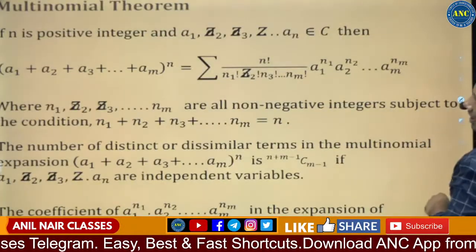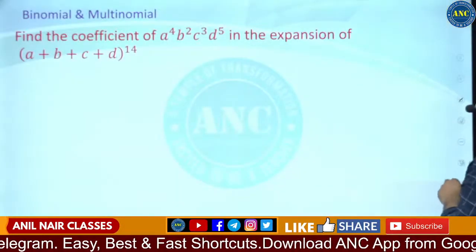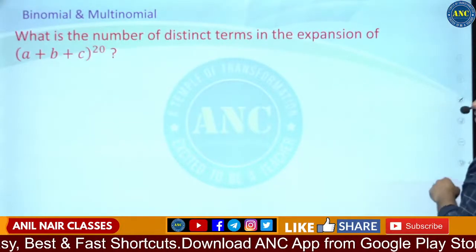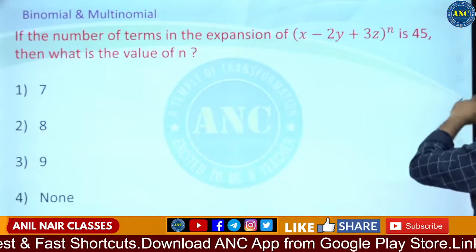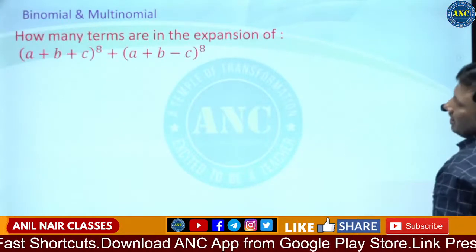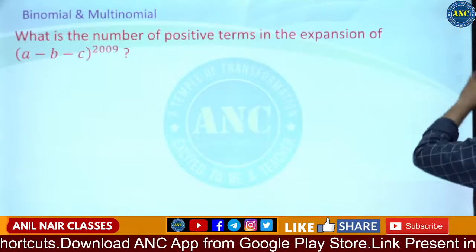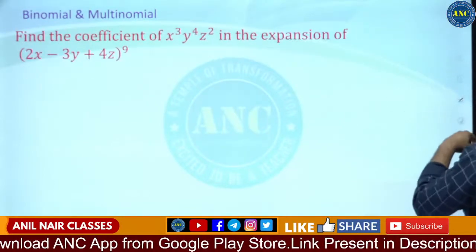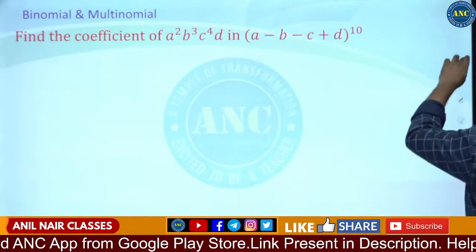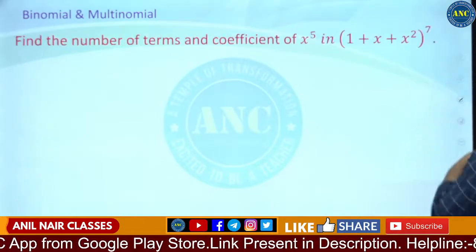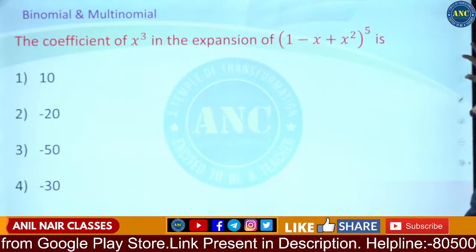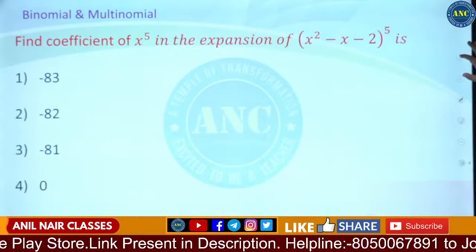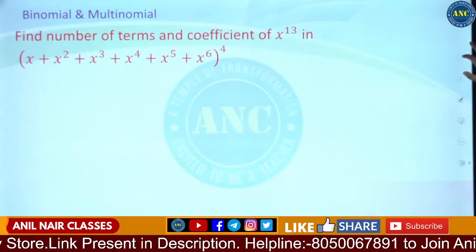How many terms will have odd coefficients? Definition of the multinomial theorem. How to find the coefficient? How to find the number of distinct terms? If the number of terms is given, how to find the terms if there is a plus and minus sign? How to find the positive terms? How to find the negative terms? How to find the coefficient of the expansion beyond a binomial, for a polynomial expansion?